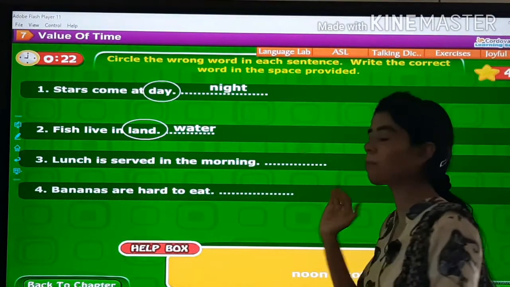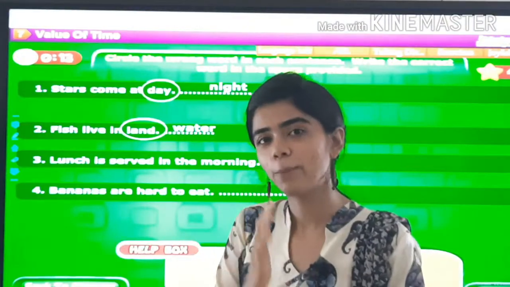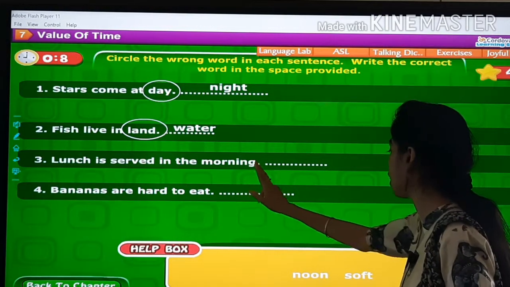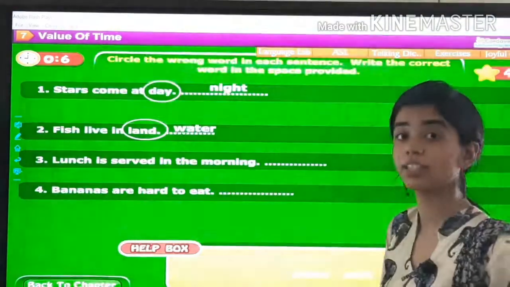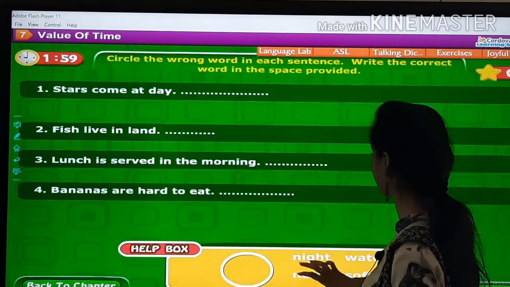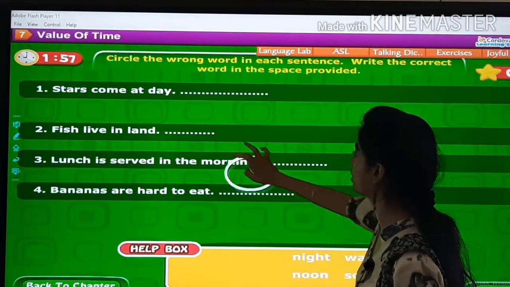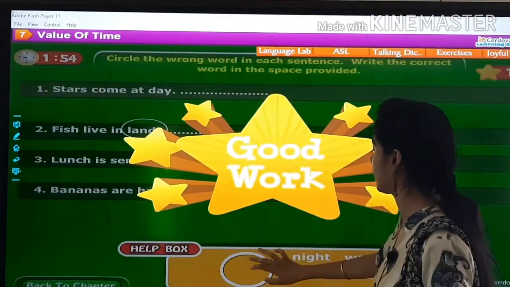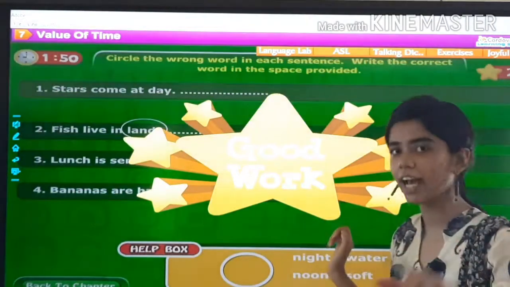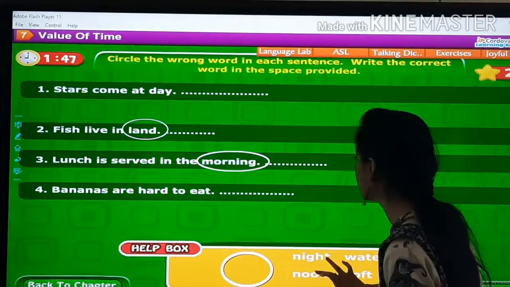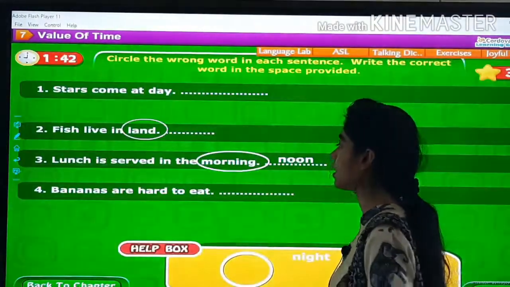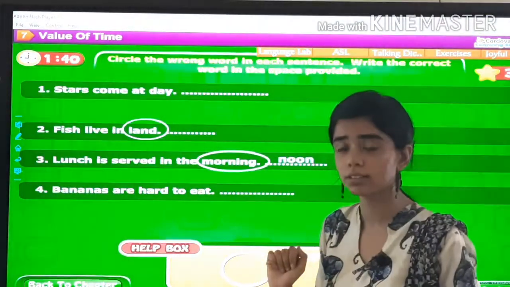Lunch is served in the morning. We have breakfast in the morning. So, we will circle the wrong word and we will write the correct one. That is, circle this word. Good work. Okay, and the correct answer is, lunch is served in the noon. Good work. Then the last one, bananas are hard to eat.